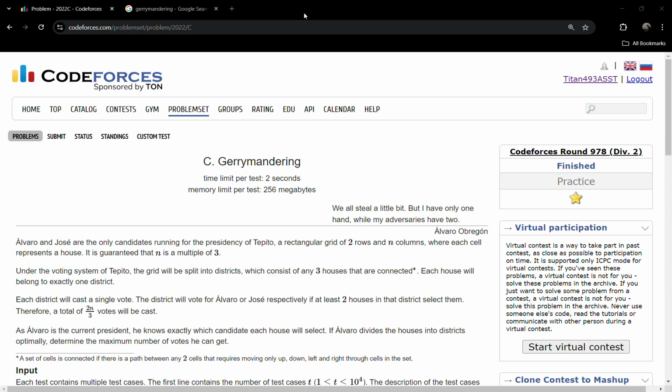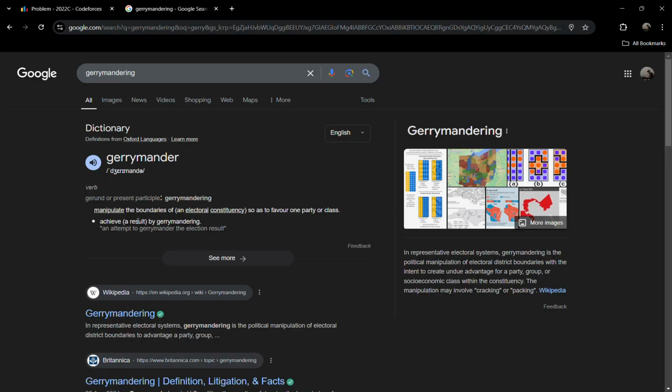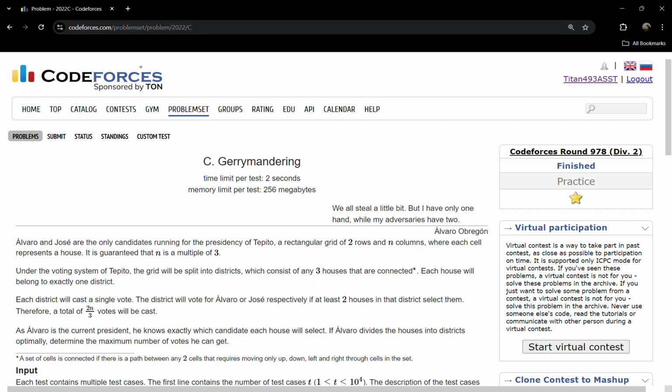Today we are going to take a look at one more interesting problem from Codeforces, which is gerrymandering. In case you are wondering what this term means, it means manipulating the boundaries of the electoral constituency so as to favor one party or class. That is gerrymandering basically. So, heading back to the question.